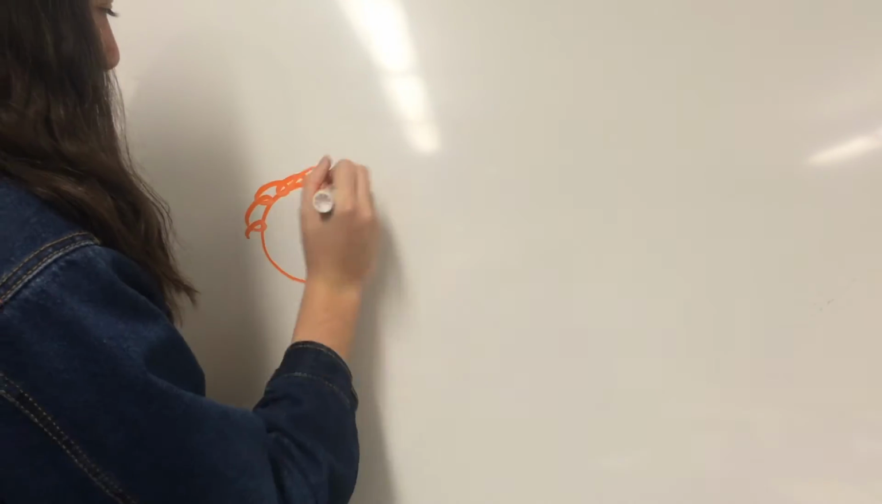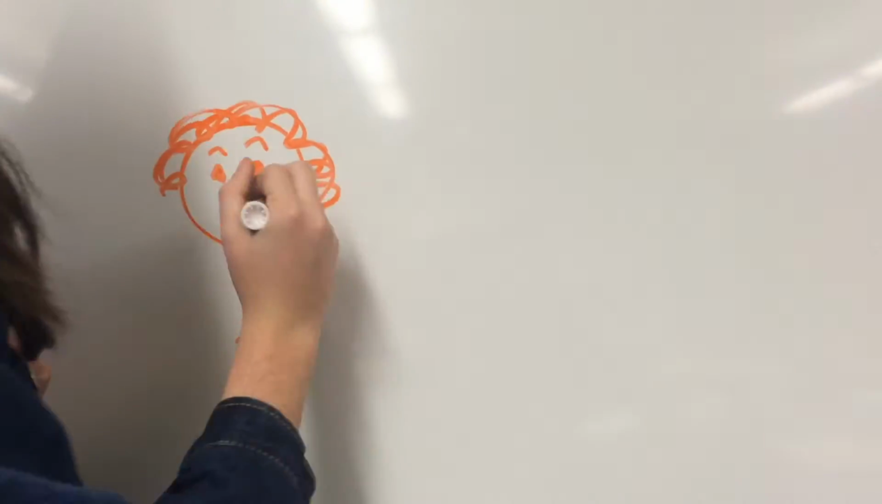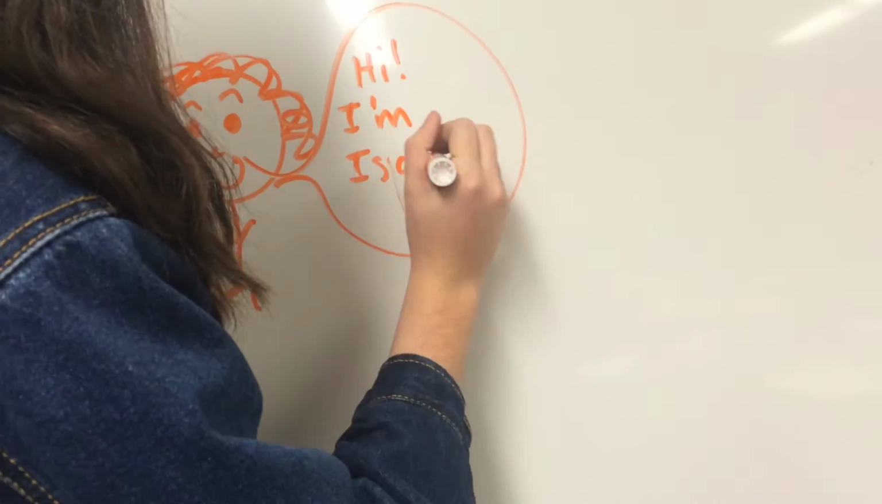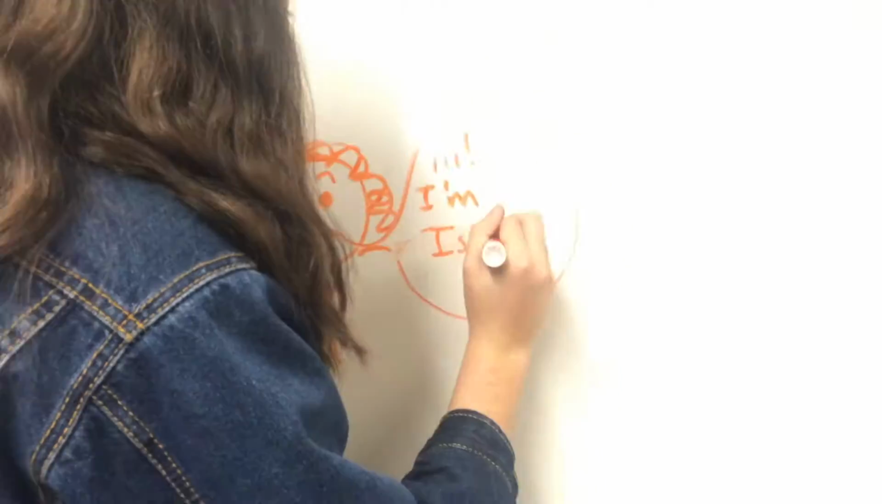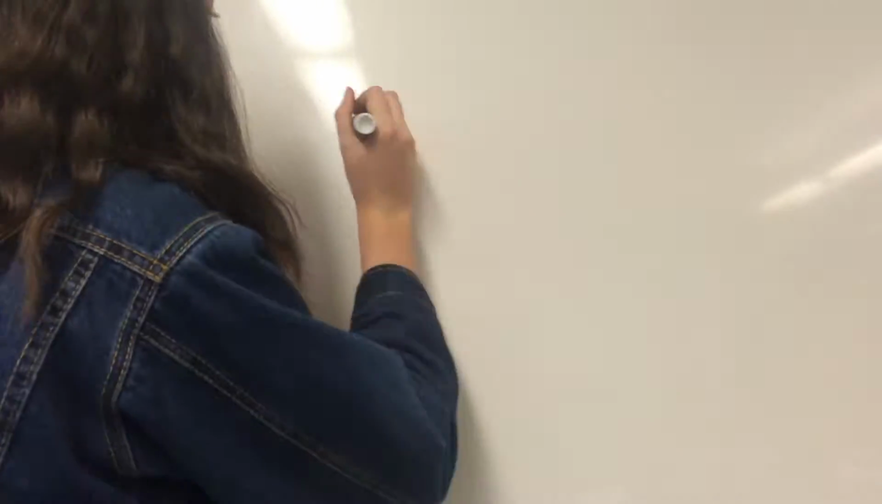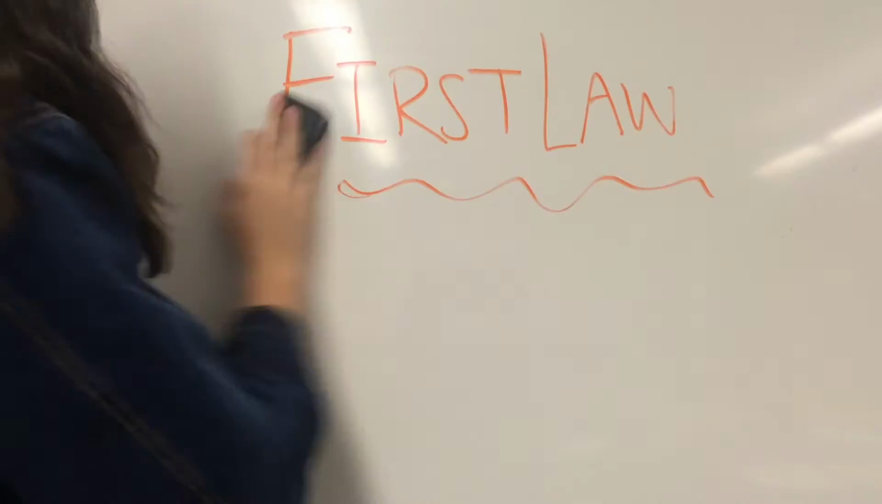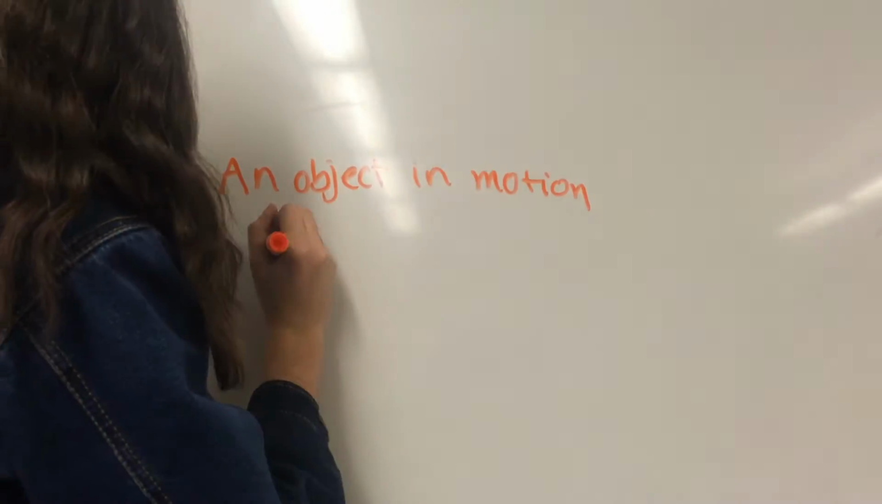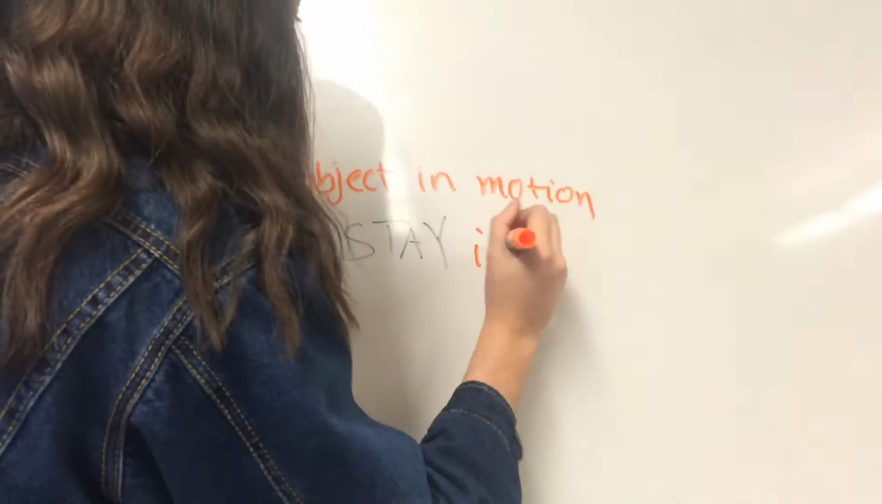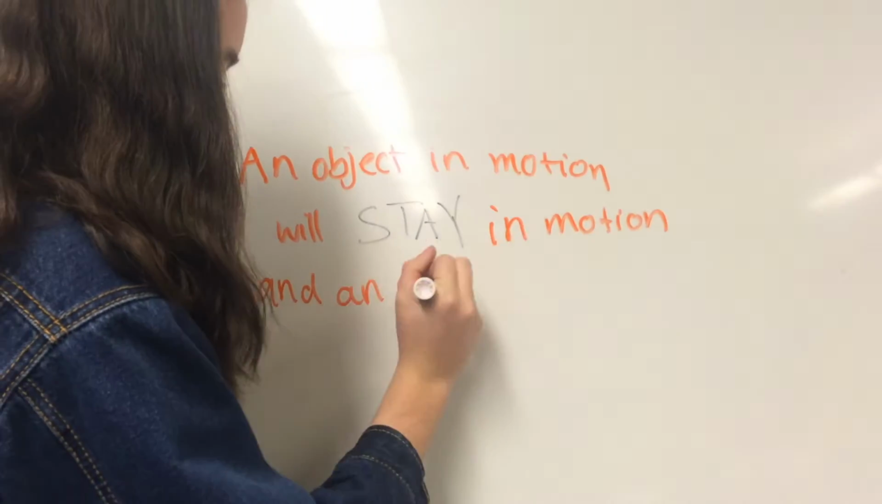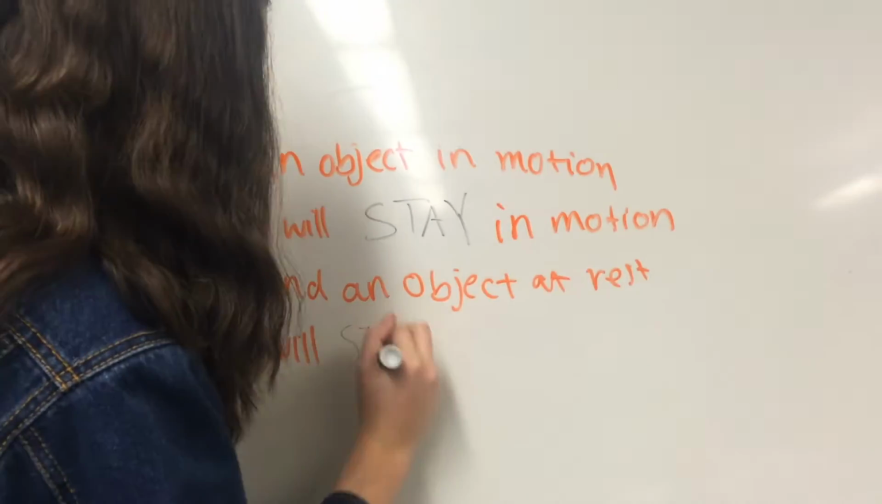In 1643, a guy named Isaac Newton was born. 43 years later, Isaac Newton presented his 3 laws of motion, which we all use in physics today. Newton's first law is that every object in motion will stay in motion, and every object at rest will remain at rest unless acted upon by an unbalanced force.